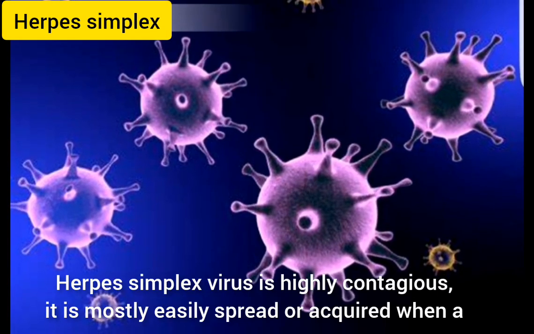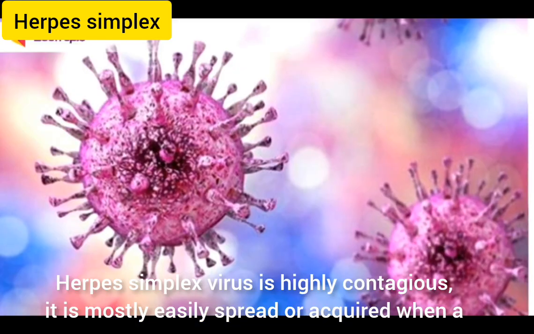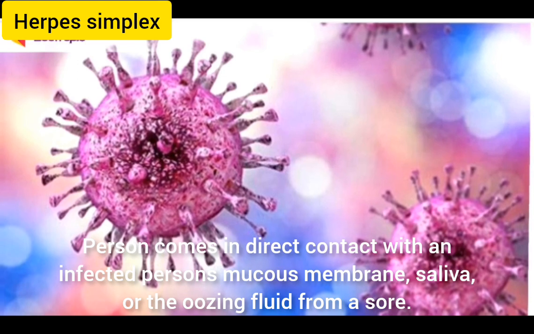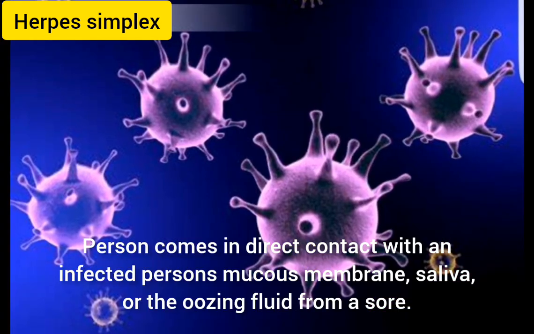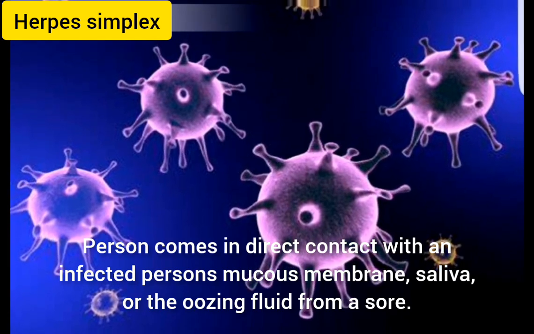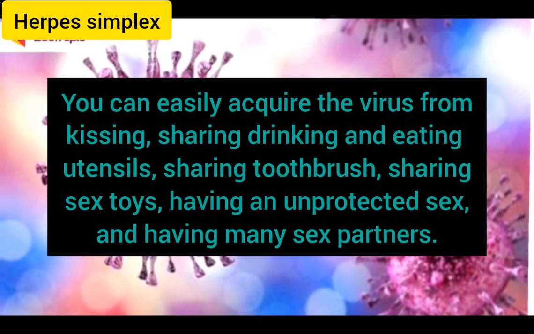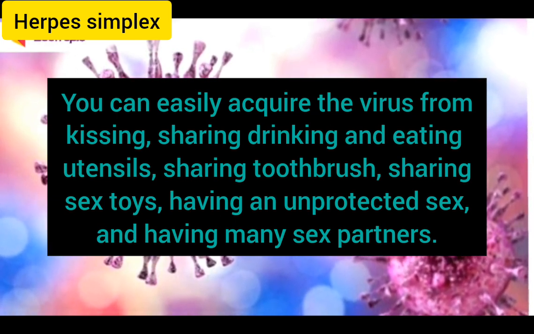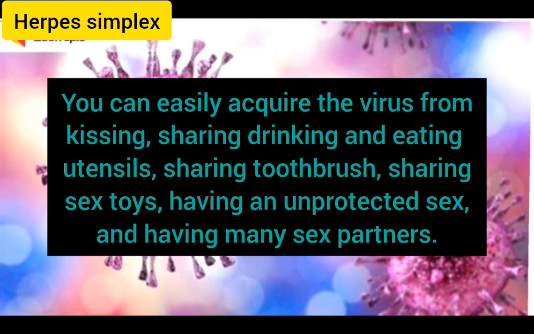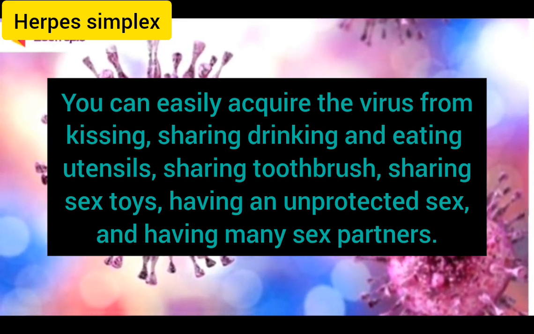Herpes simplex virus is highly contagious. It is mostly easily spread or acquired when a person comes in direct contact with an infected person's mucous membranes, saliva, or the oozing fluid from a sore. You can easily acquire the virus from kissing, sharing drinking and eating utensils, sharing toothbrush, sharing sex toys, having unprotected sex, and having many sex partners.